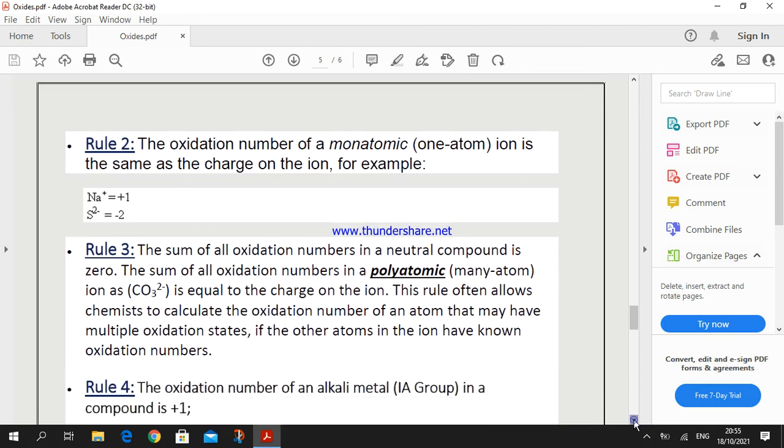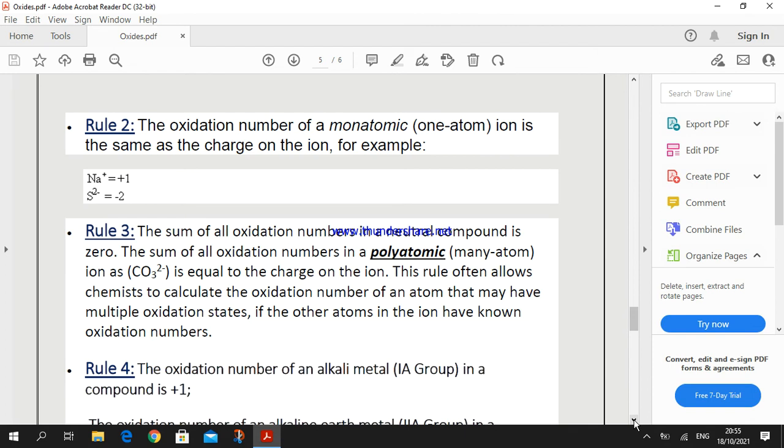Also rule 3: the oxidation number of a radical or atomic group, like carbonate, hydroxide, phosphate, equals the charge on the ion. Like the oxidation number of the carbonate atomic group equals negative 2, the oxidation number of the ammonium atomic group equals positive 1. The oxidation number of the phosphate group that carries 3 negative charges equals negative 3.